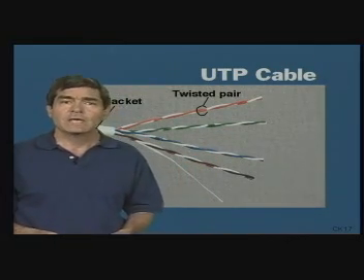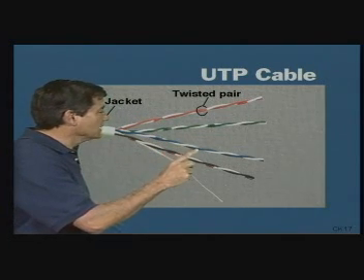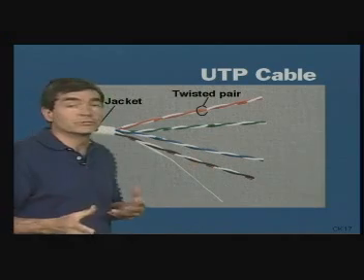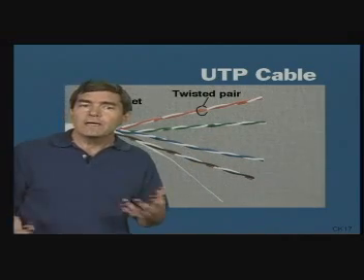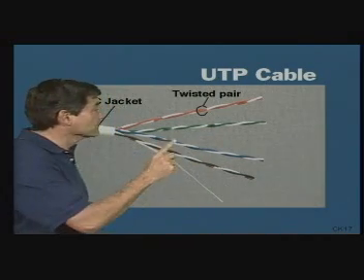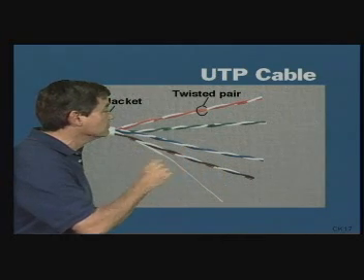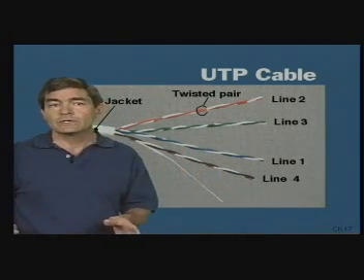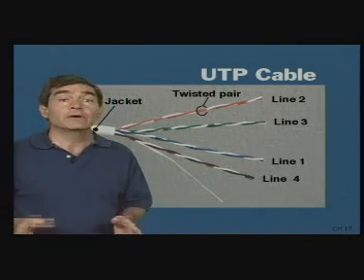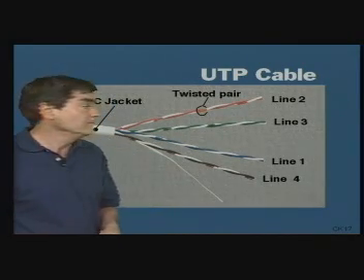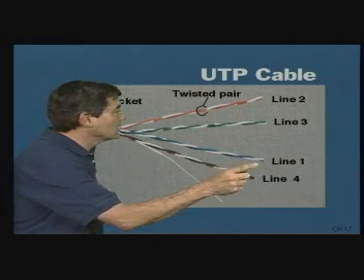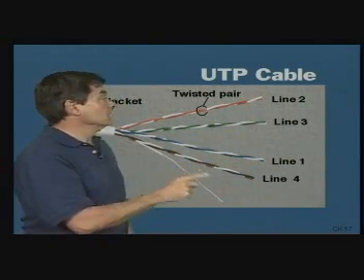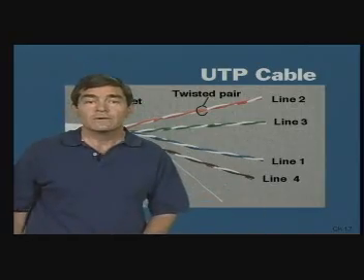pairs easily. One wire usually has a solid color, and the other wire of the pair is white or is white with colored stripes. Now, the pair with the blue and blue-white stripe, for example, is simply referred to as the blue pair. When used for telephone voice applications, each pair of wires is capable of carrying one standard telephone line. The blue pair is used for line 1, the orange pair for line 2, the green pair for line 3, and the brown pair is used for line 4.